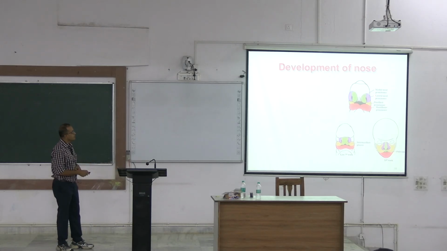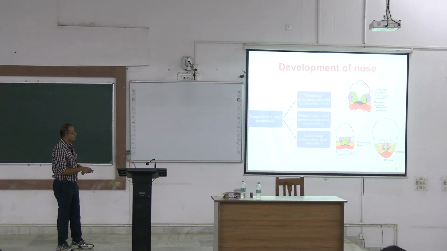The frontonasal prominence: we separated out the frontal prominence and the nasal prominence. The nasal prominence has its margin raised because the central part becomes depressed. The central part we call the nasal placode. The nasal placode grows deeper and forms a pit. We call it the nasal pit, and that nasal pit goes digging deep and forms the nasal cavity, right side and left side. So the nasal placode becomes the nasal pit and then the nasal cavity. This is how the nose and nasal cavity are formed.